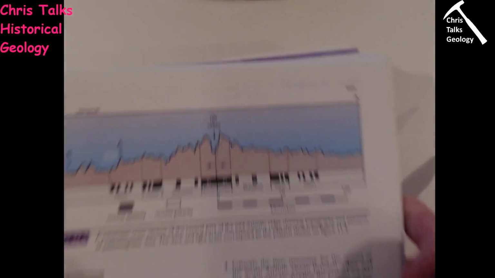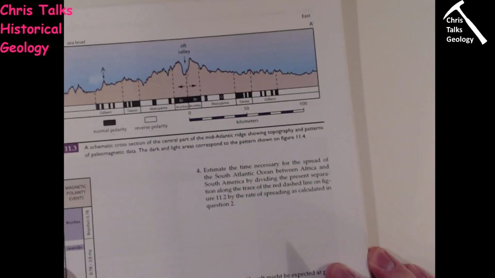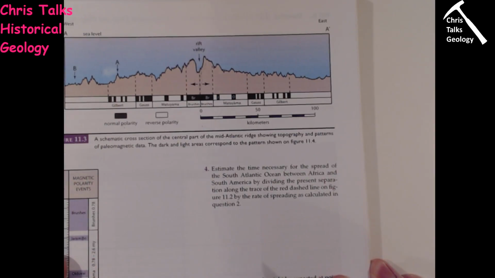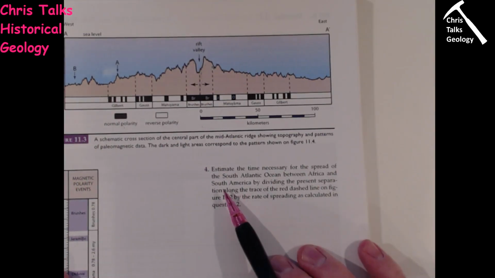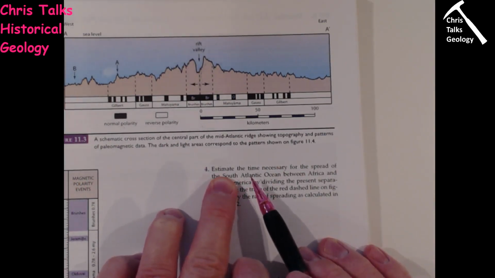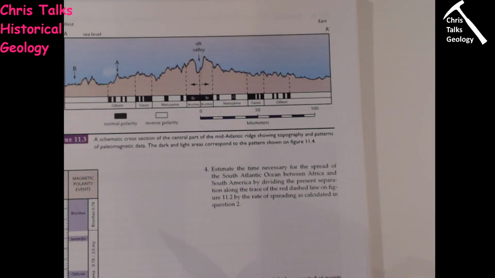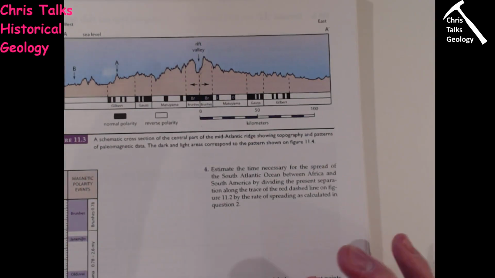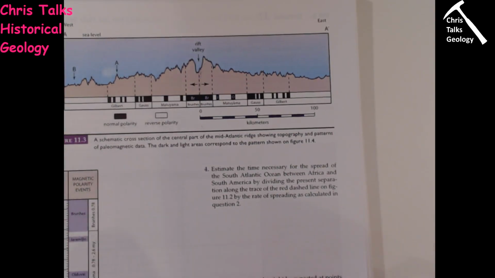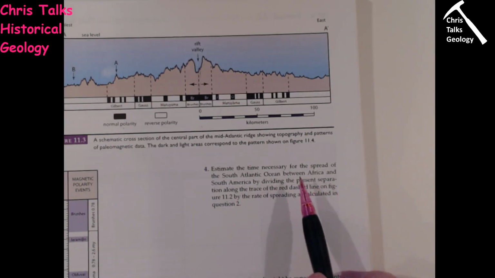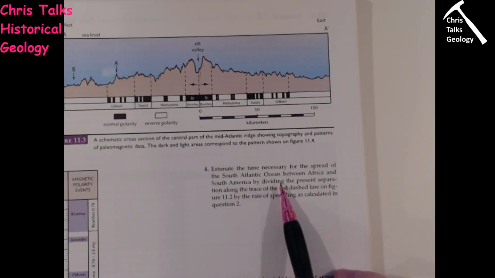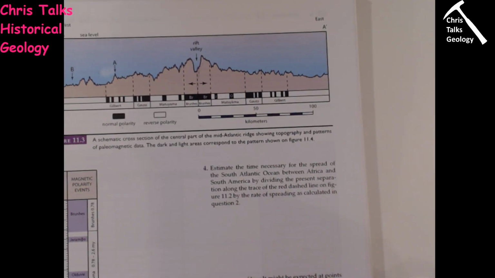Okay, so what's next? Next we're going to come on to question 4. We are now going to estimate. Please note the word estimate. This does not have to be, once again, a perfect number. We're looking to try and keep things simple, so try and keep to roundish numbers, thereby making your calculations a little bit more straightforward. So estimate the time necessary for the spread of the South Atlantic between Africa and South America.